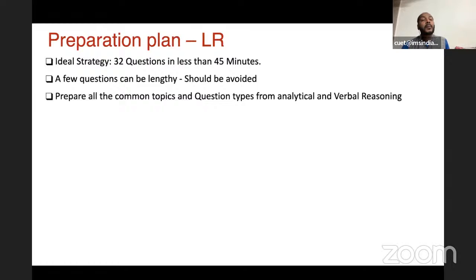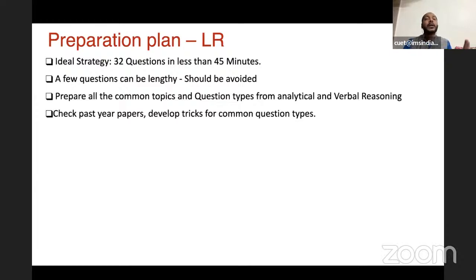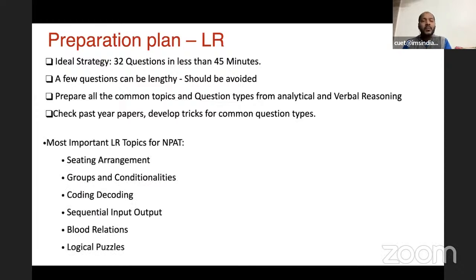Prepare for all the common topics and question types from analytical and verbal reasoning. You don't have to be selective here, but there are a few areas which are tested intensively or extensively. If you check the past year papers, you'll identify those question types. You should be prepared for those questions very well. I'll give you a list, a few of them I'll be able to name.